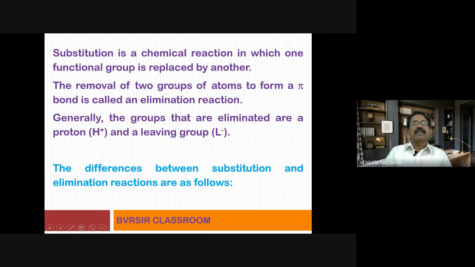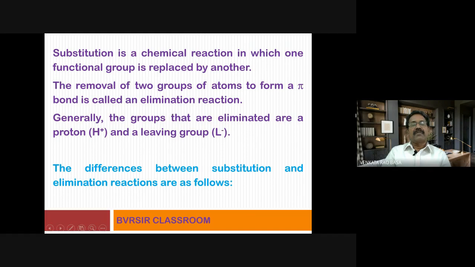Say, for example, RX plus OH minus gives rise to ROH plus X minus. That is a substitution reaction. Then what is an elimination reaction? The removal of two groups of atoms to form a pi bond is called an elimination reaction. Removal of two groups, preferably from adjacent carbon atoms, to form a pi bond. Two sigma bonds gone, one pi bond will be formed.